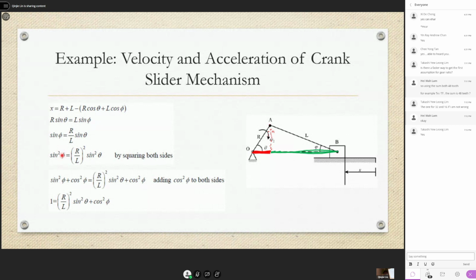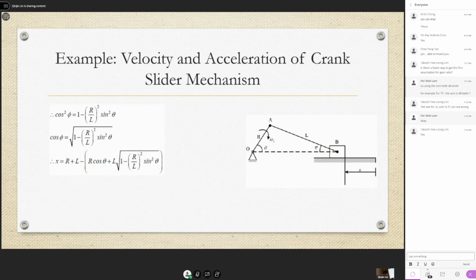Why add cosine square after squaring? It's troublesome, but you want to get this expression here: sine square plus cosine square equals 1. So the right-hand side, you leave it. Then you make the cosine square the subject, and take the square root to find cosine phi.